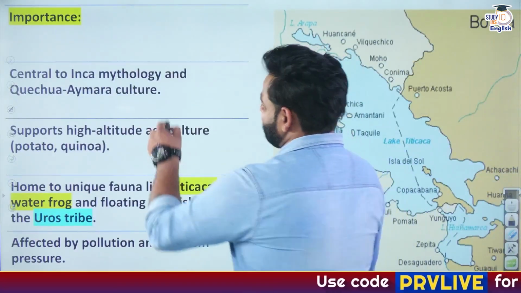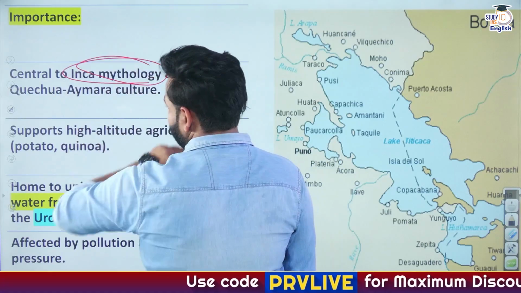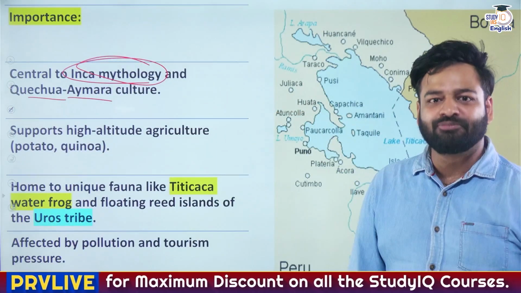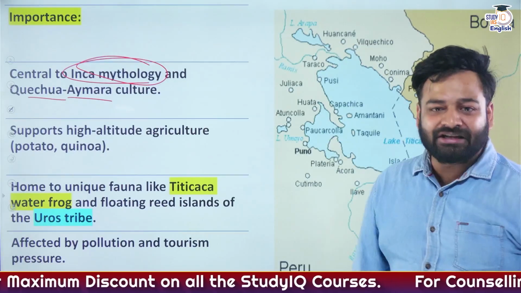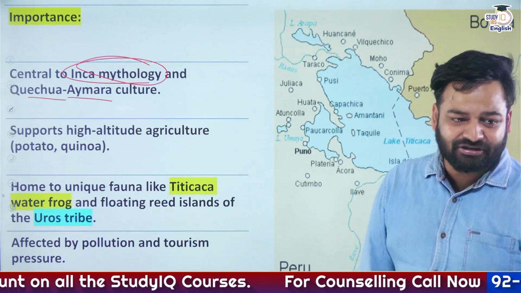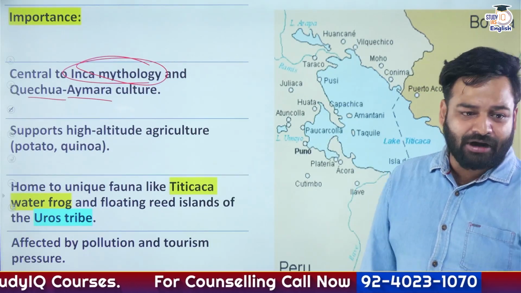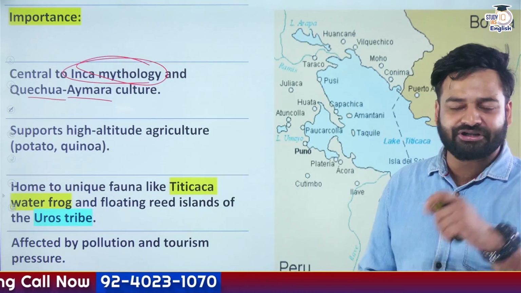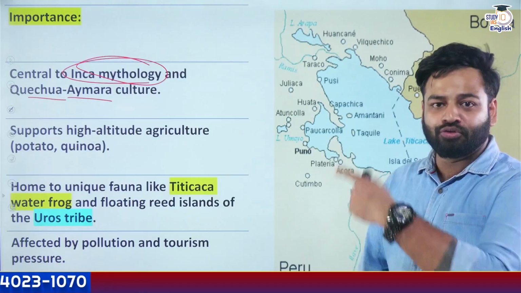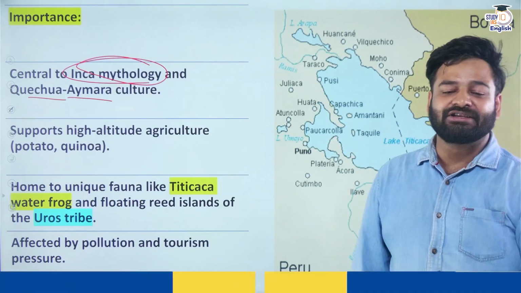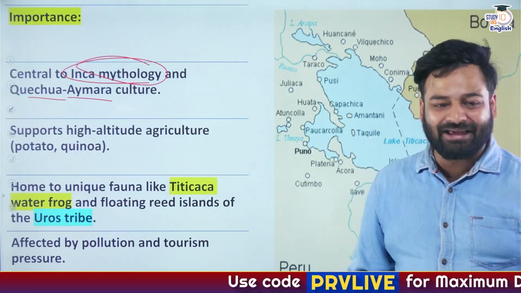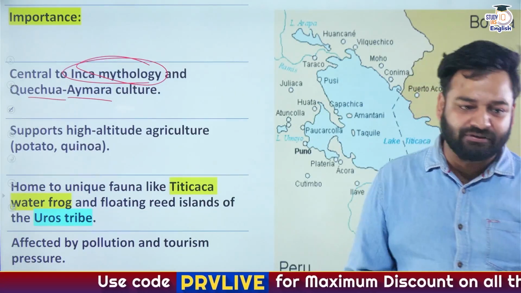Central to the Inca mythology as well as the Quechua Aymara culture. So there are some tribes who follow the Inca mythology as well as a culture known as Quechua Aymara culture. So Lake Titicaca is home to this particular mythology as well as the Quechua Aymara culture. So remember, Lake Titicaca, a very wonderful thing.